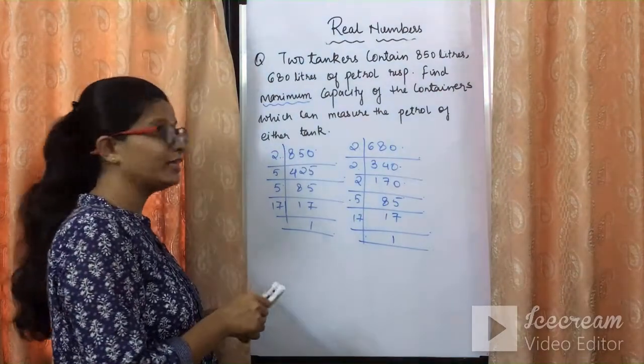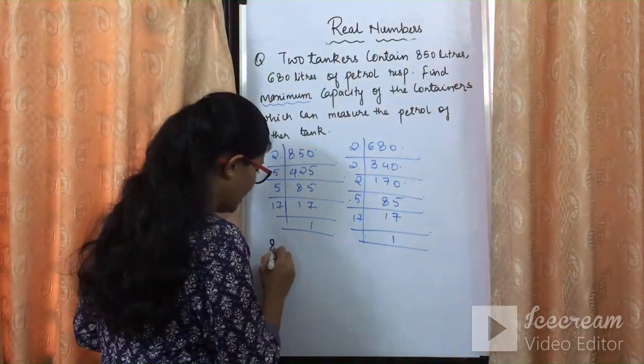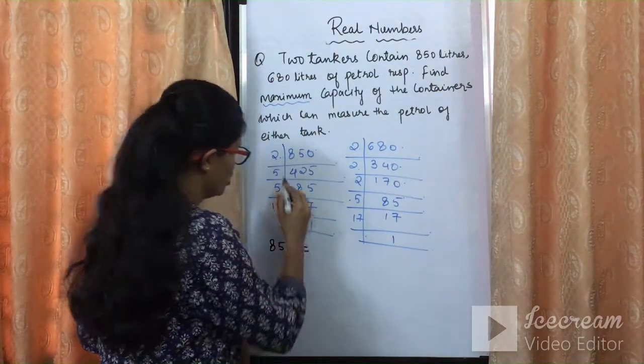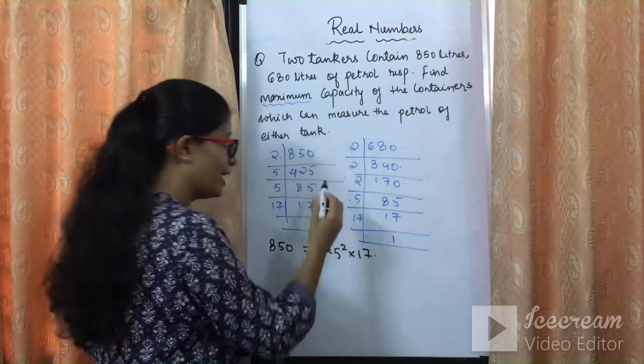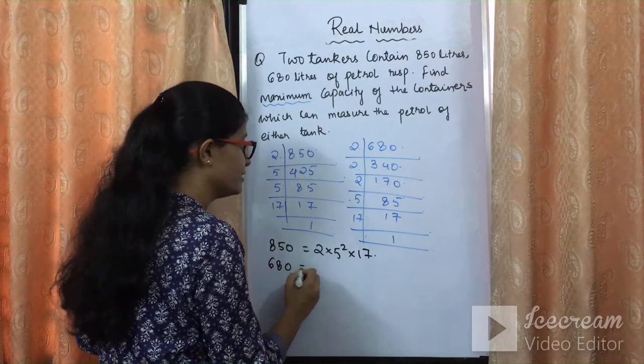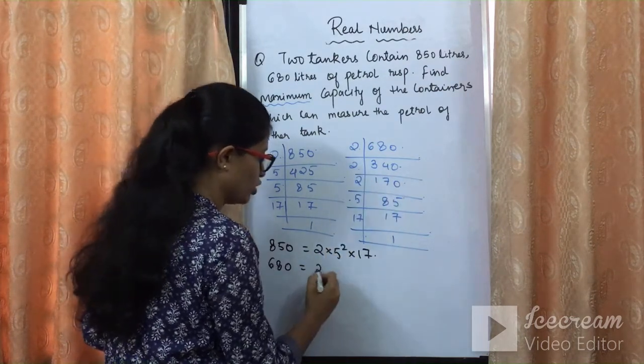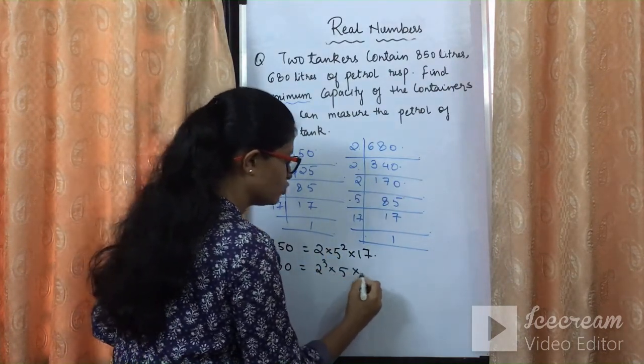So now we can write the factors for both the numbers. 850 can be written as 2 into 5 square into 17, and similarly 680 can be written as 2 cube into 5 into 17.